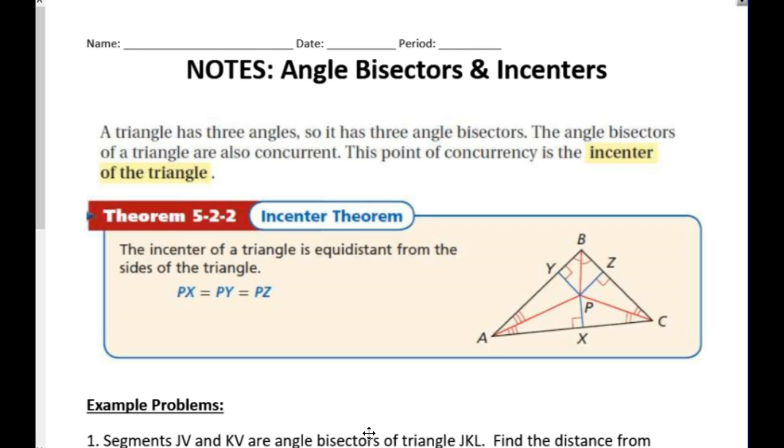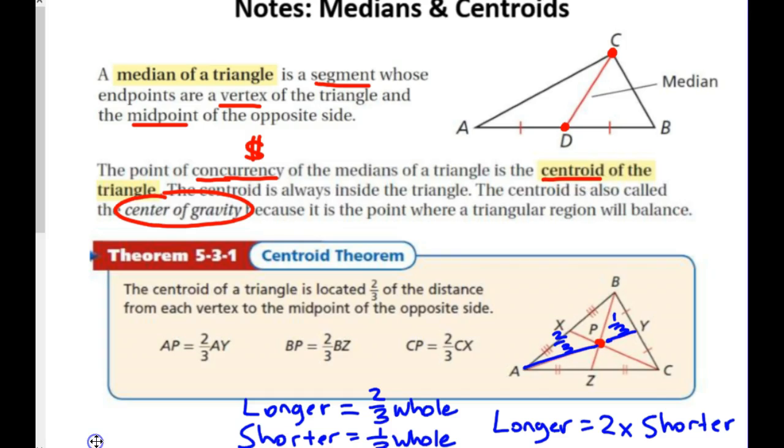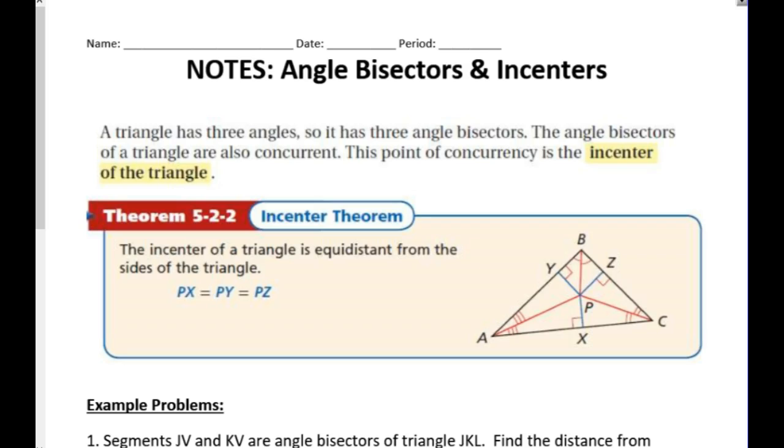Let's recap yesterday. What center did we learn about yesterday? Centroid. And how do you make a centroid? With three what? There's a name for these lines. Okay, they connect a vertex and a midpoint, but what's that called? Medians. Okay, so this is yesterday. Look, medians make a centroid. Cool? So today, we're not talking about medians. We're talking about angle bisectors.